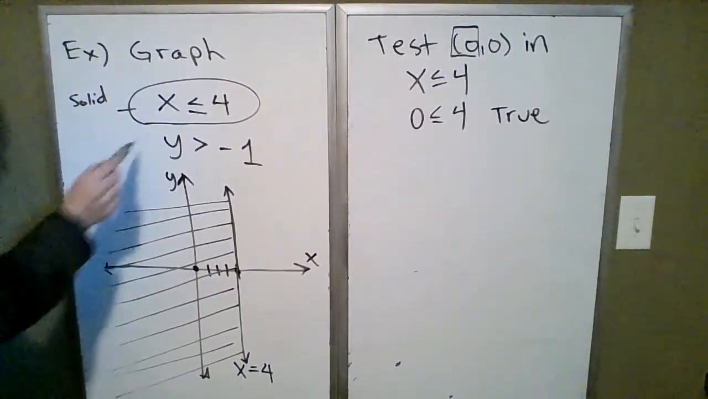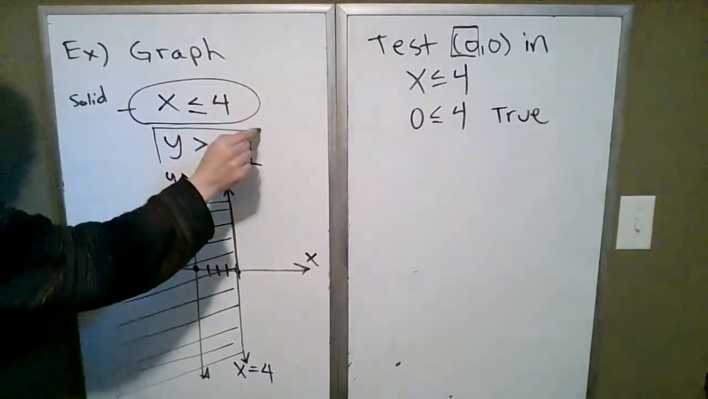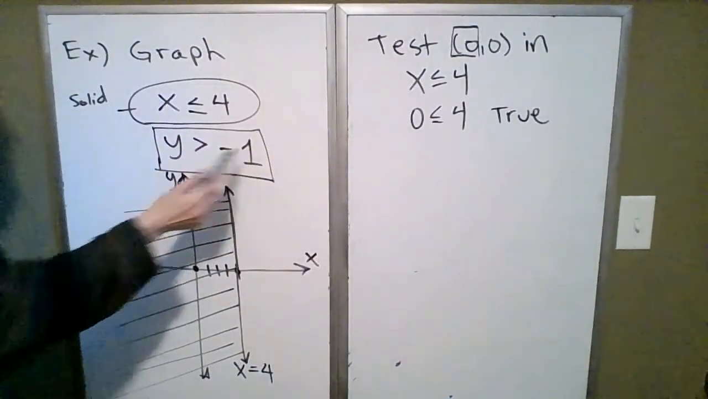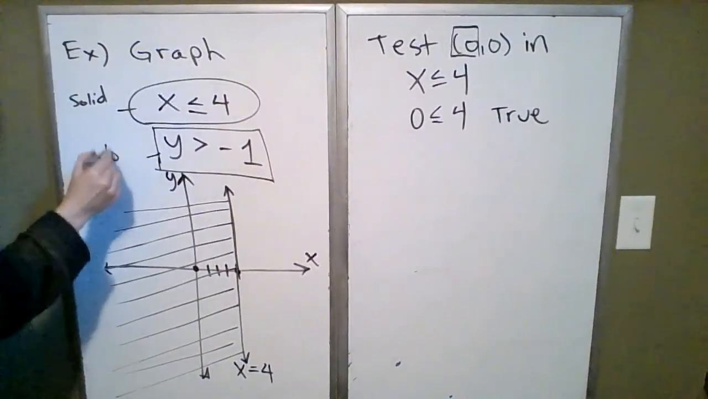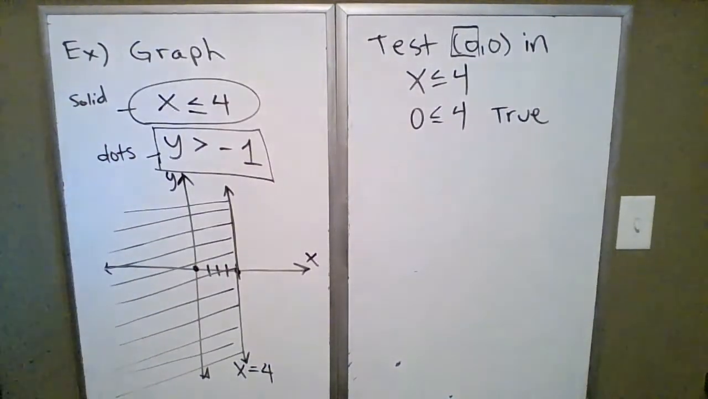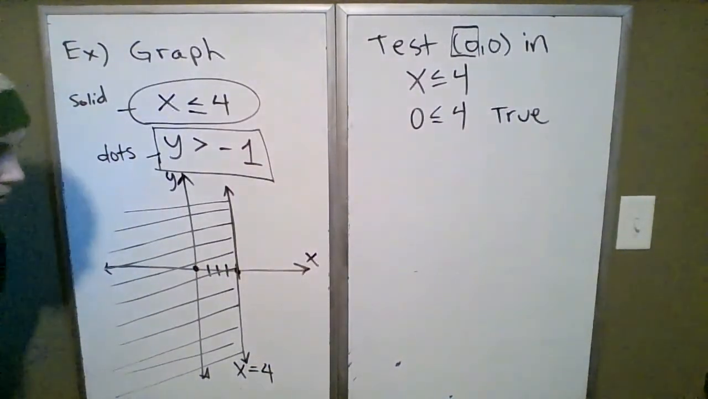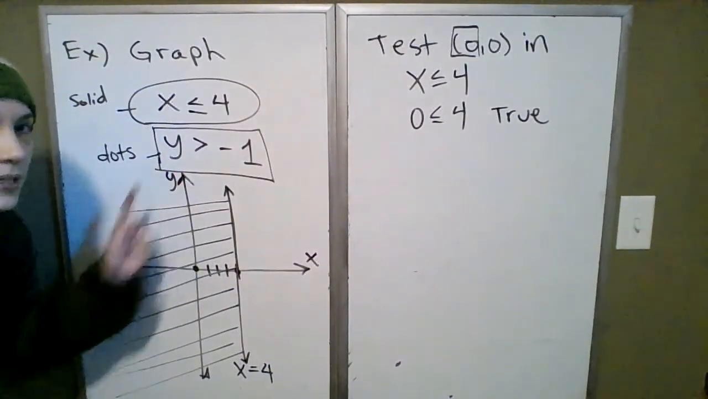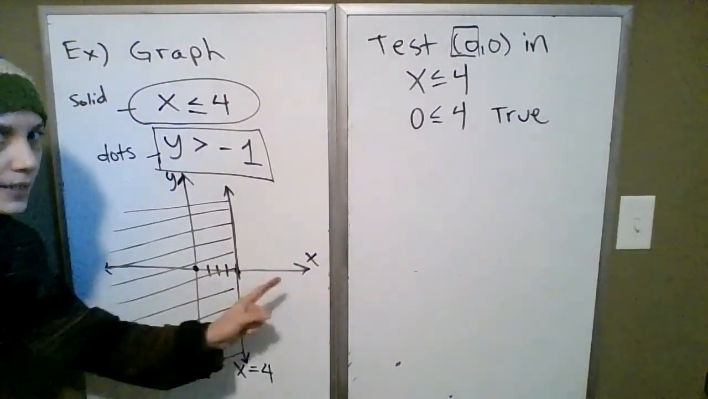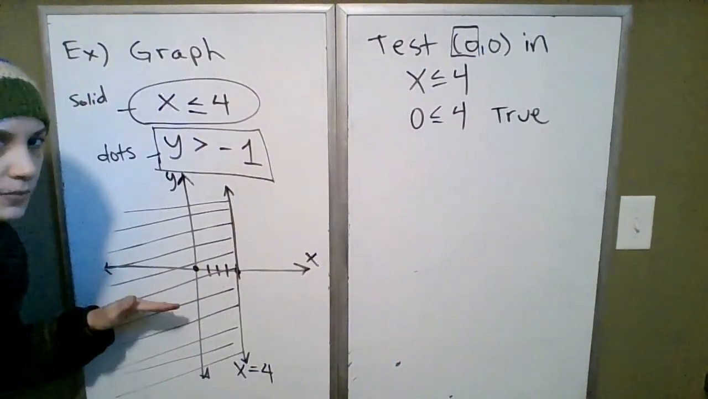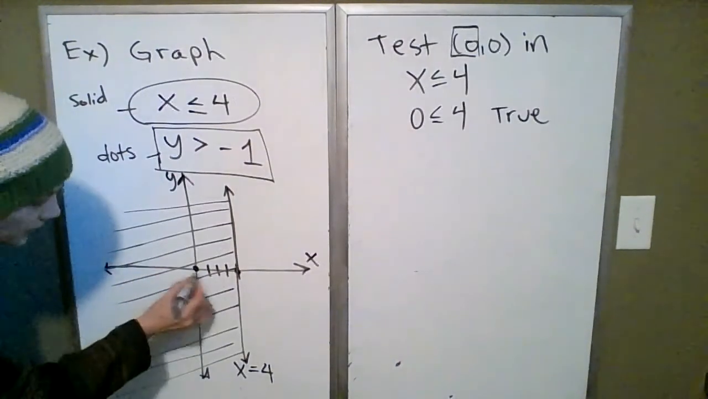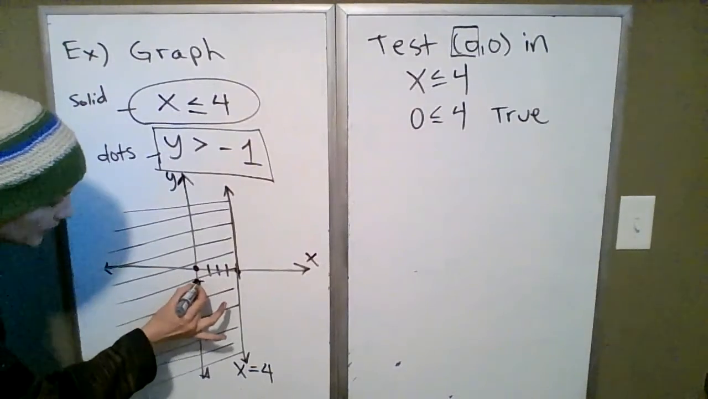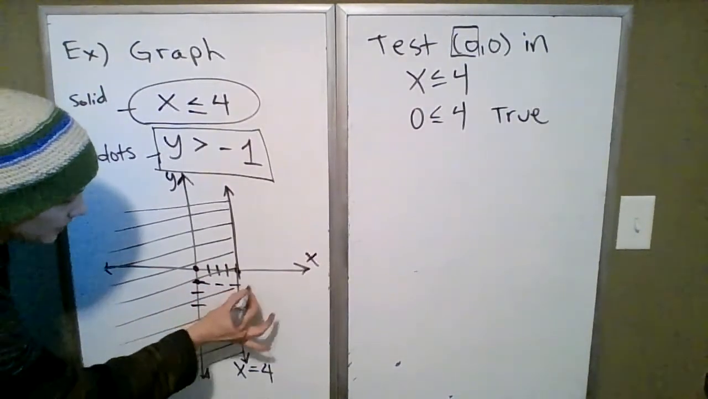That part's done. Next we do y greater than -1. For the strict inequality, it's going to be dots. And we're looking at a dotted line for y equal to -1. So x can be any number, left or right, but y has to be at -1 for all of the points in its graph. Down to -1, over, and it's dashed.